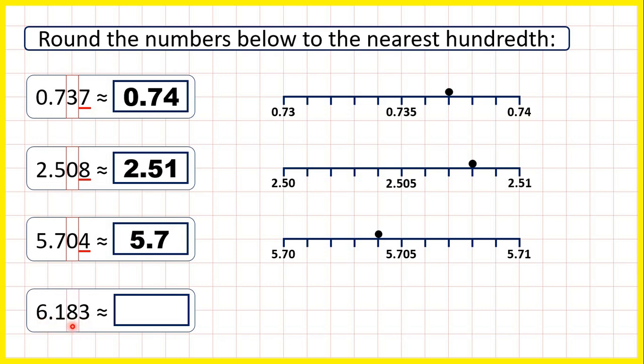Finally, we have 6.183. So we find our hundredths, which is always the second digit after the decimal point, and we look to our thousandths. We have a 3, so we can see that we're rounding down. That means the 8 stays the same, and digits to the left of what we've circled always stay the same, so we have 6.18. And we can see on our number line that 6.183 is closer to 6.18 than it is to 6.9, so that's why we round down.